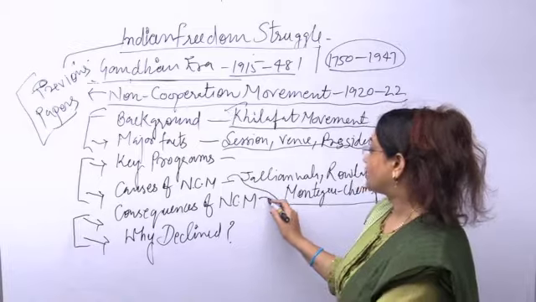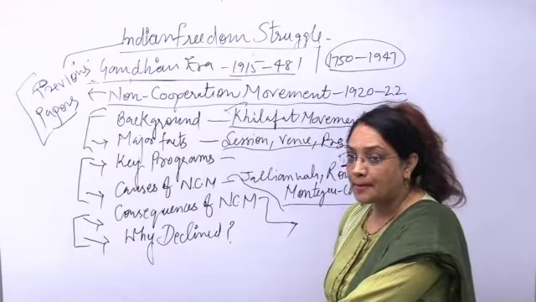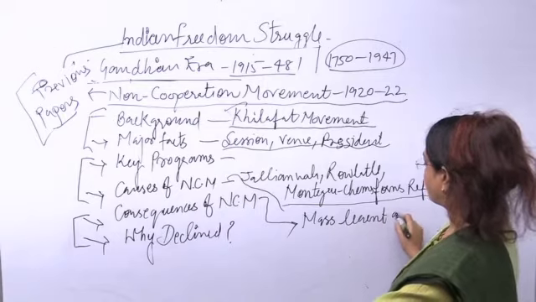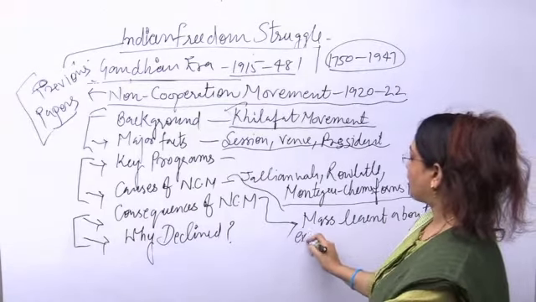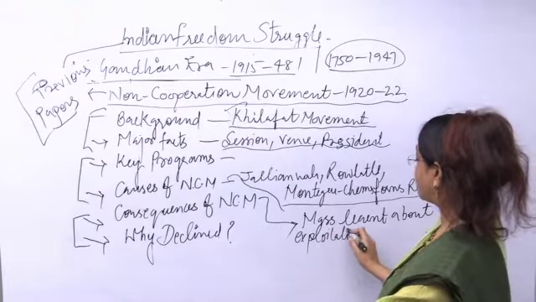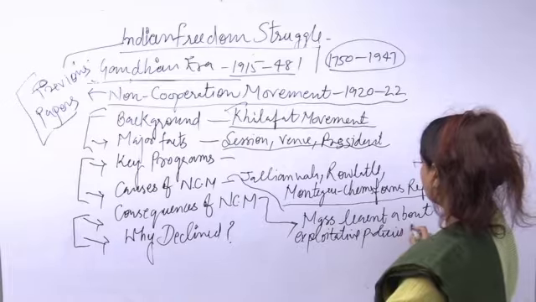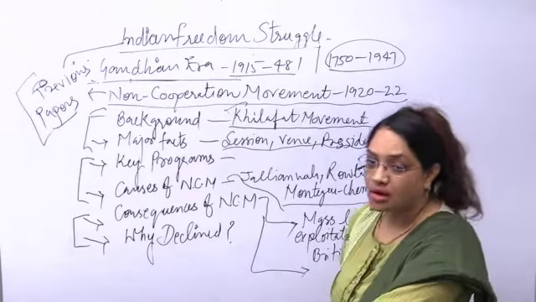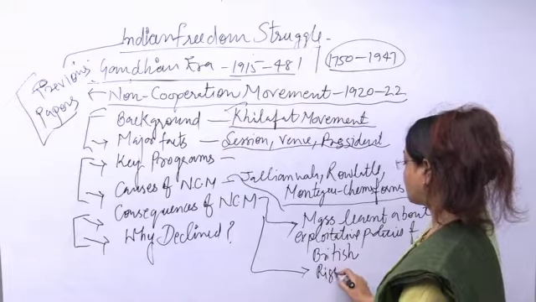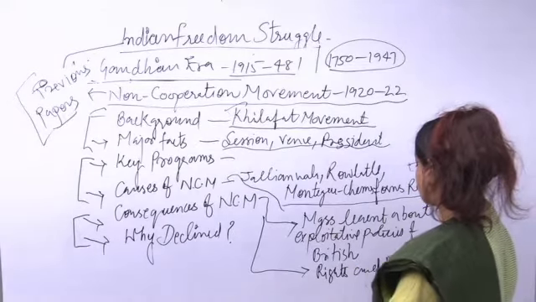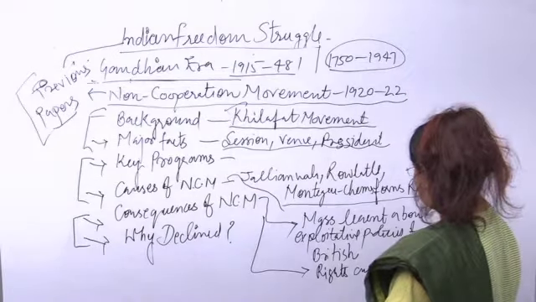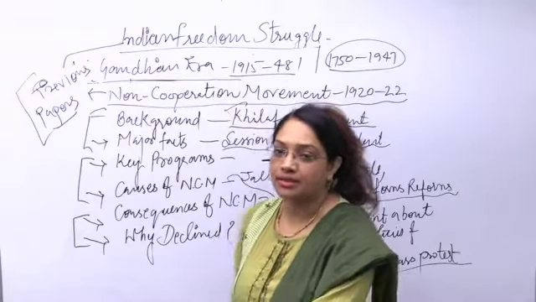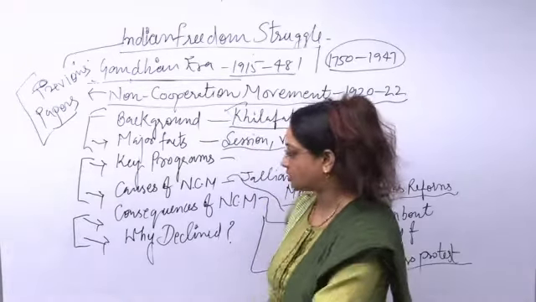And what are the consequences? Consequences means the masses learnt about the exploitative policies of British colonialism, and they also became aware of their rights and of mass protest, that is, how to mobilize the public, how to mobilize the masses in order to take a stand against British exploitative policies, right?